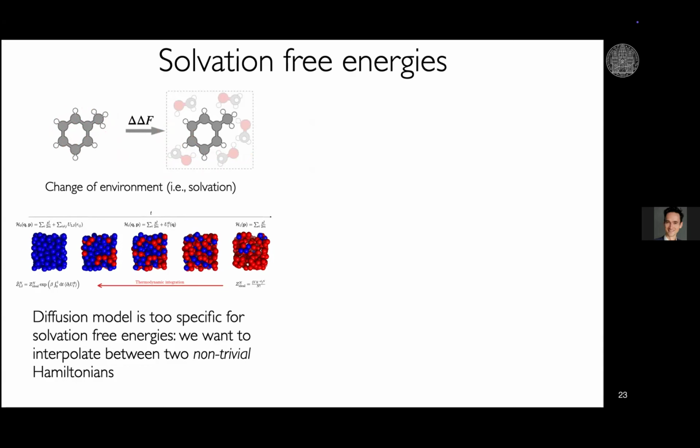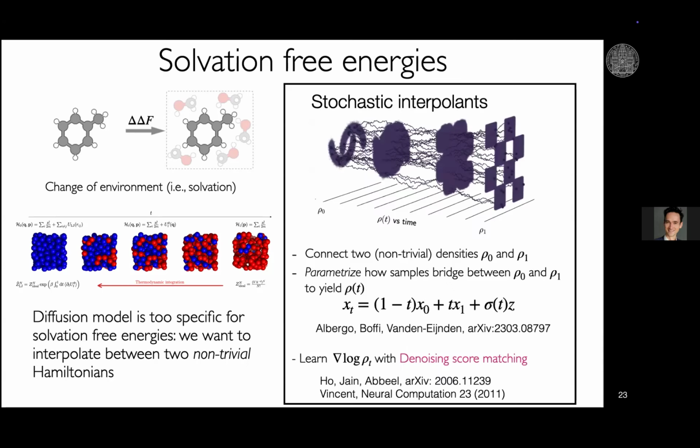We'll work with something that is very closely related, but you could even argue is a bit of a generalization: stochastic interpolants, or general flow matching models, that allow you to connect two non-trivial densities, like here, rho 0 and rho 1. We're going to have to parametrize how we relate the samples in between our two distributions at time 0 and 1. And then we're going to do, again, denoising score matching based on this. The idea is going to be similar, but we're not going to use the diffusion model, so that we can have two non-trivial distributions now.